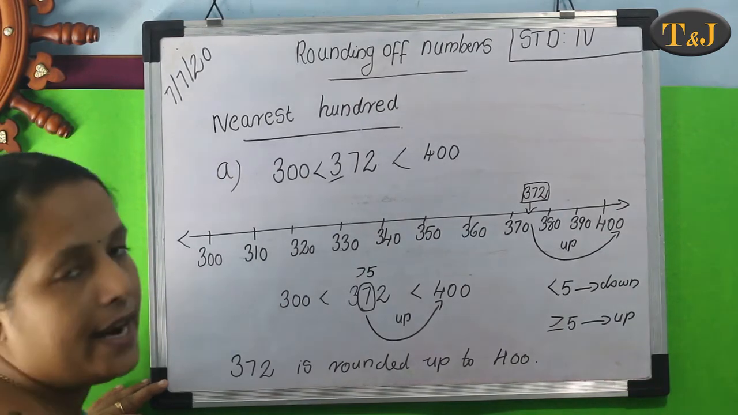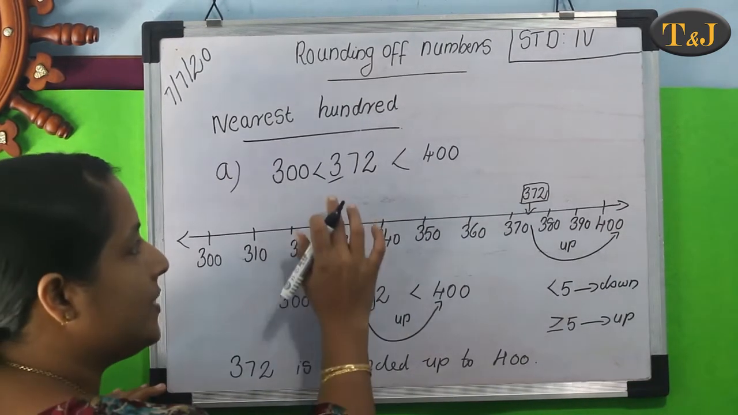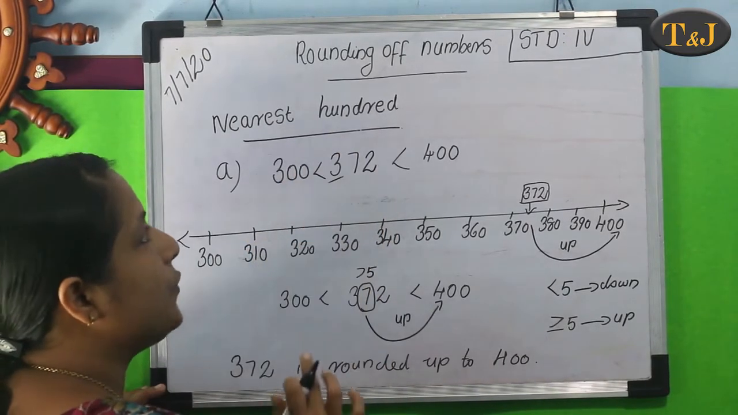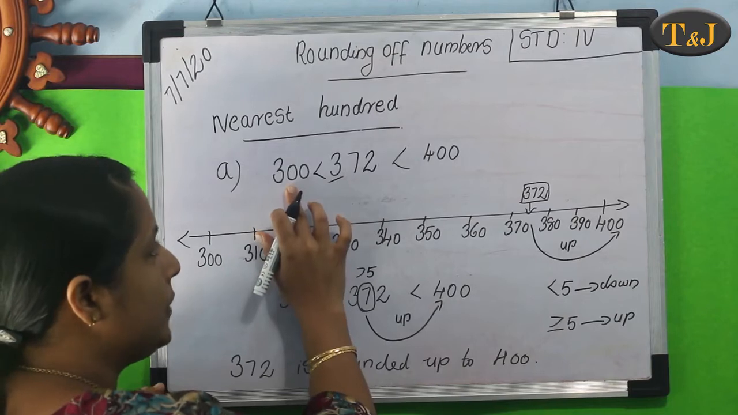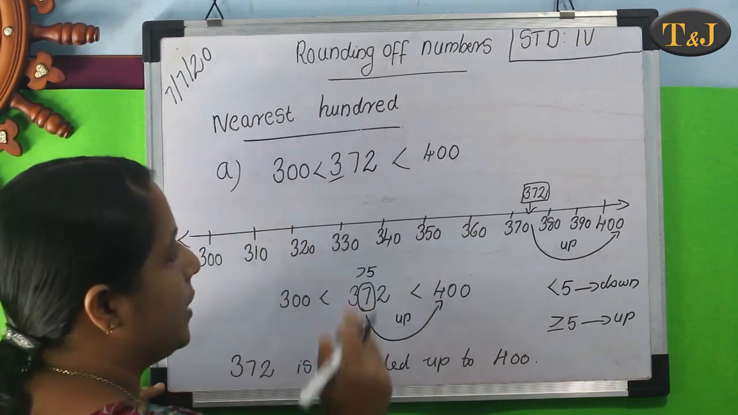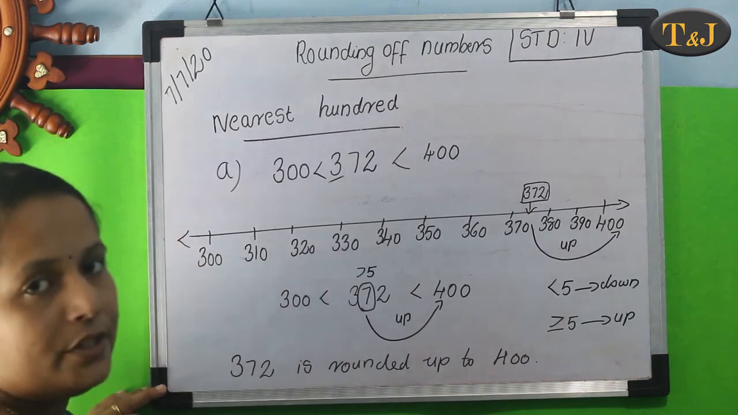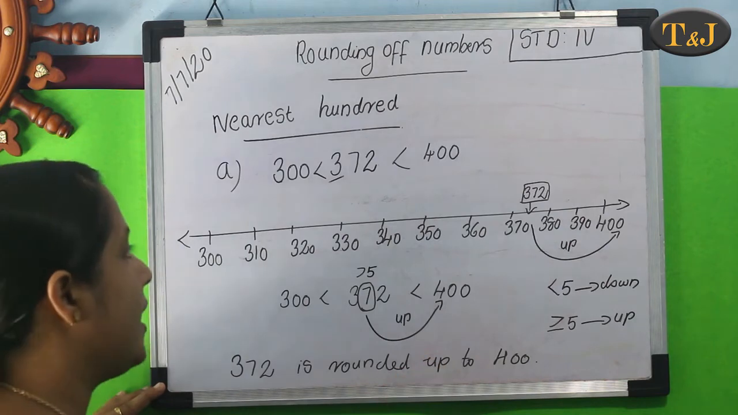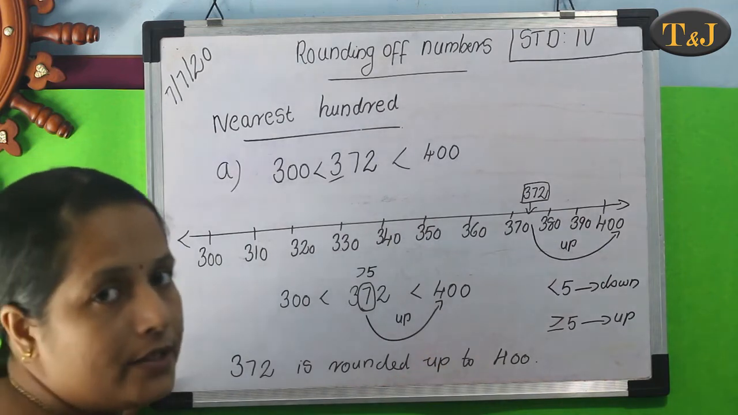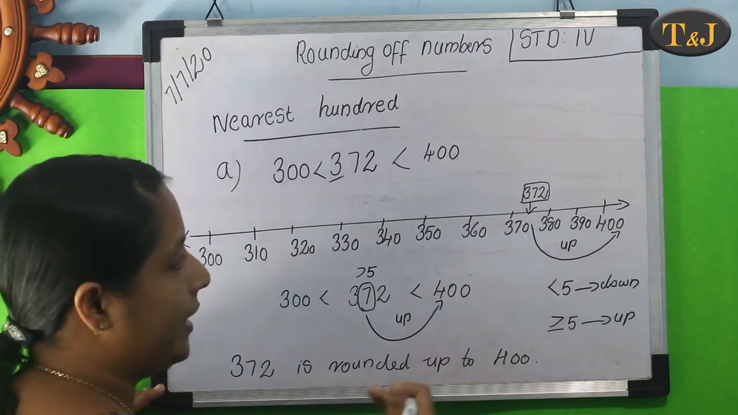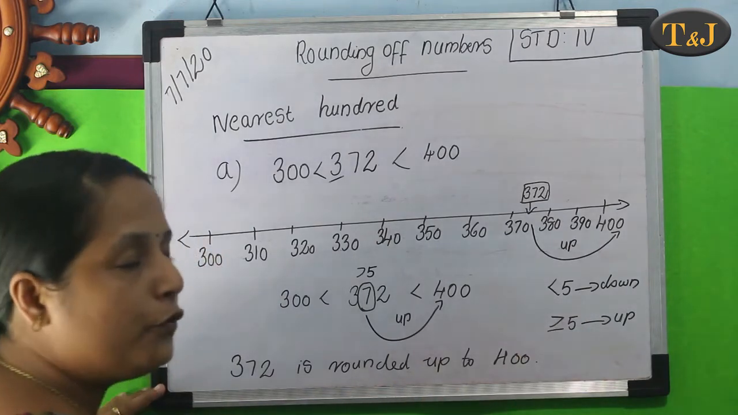Once again I explain the problem. Consider the number 372. Take the first number, which is 3. Then we write 3, and in the case of nearest 100 we put two zeros. Here 300. Then adding 100 to this number, we get 400. Therefore 372 lies between 300 and 400. Then draw the number line. Starting number is 300 and ending number is 400. Then we mark 310, 320, etc. up to 400.